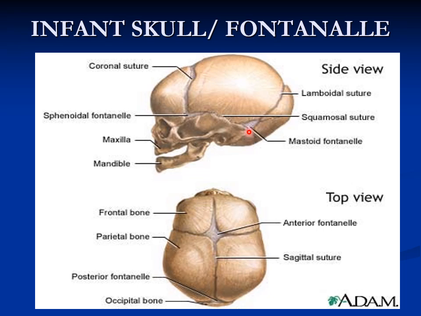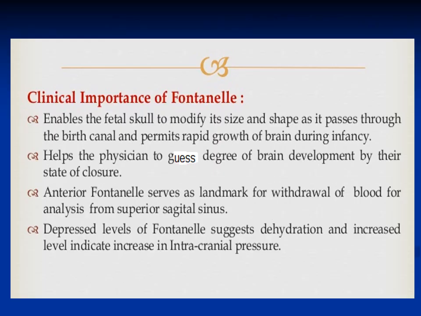So these are areas with a wider gap between the bones, and they are filled up with membranous tissue. These fontanelles enable the fetal skull to modify its size and shape as it passes through the birth canal. So due to the presence of these fontanelles, the bones can overlap each other when the baby has to pass through the birth canal during vaginal delivery.